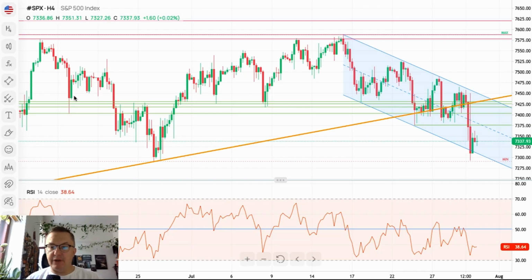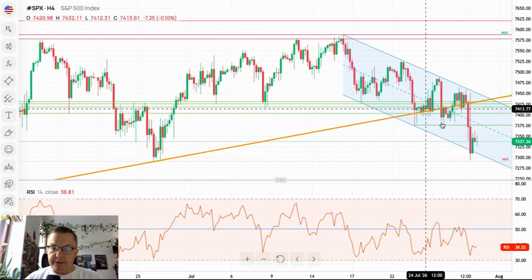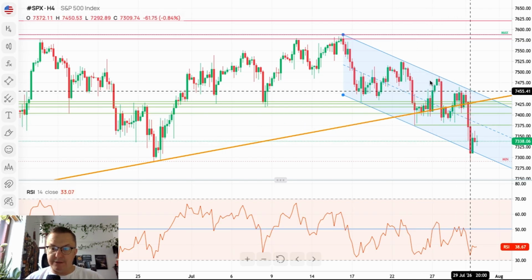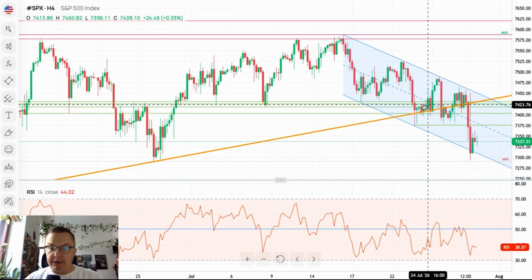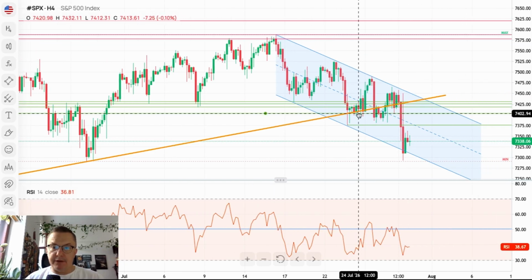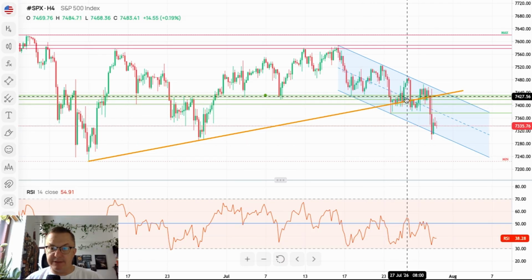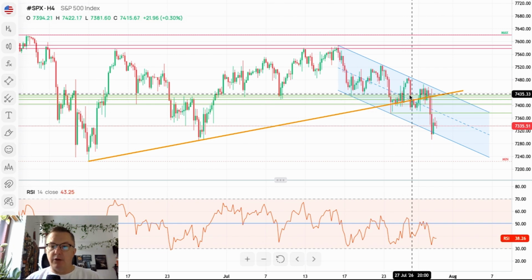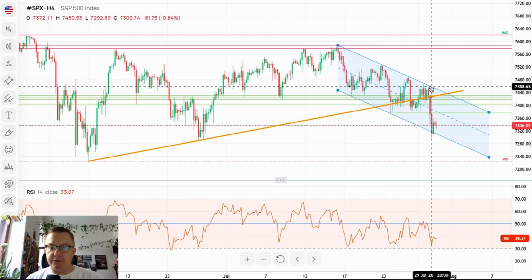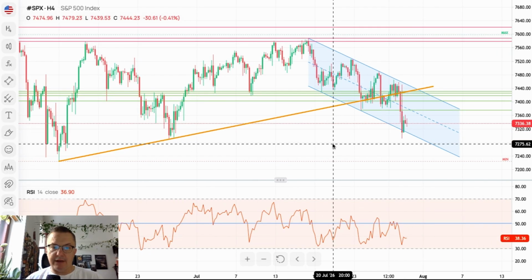Again, a descending channel on the gold is telling us that the general trend on the gold is still down. S&P 500, we've been witnessing this situation here for quite some time, at least for a few days, when the market has been very interested in a battle between bulls and bears around the level of 7,440, 7,375, let's say.